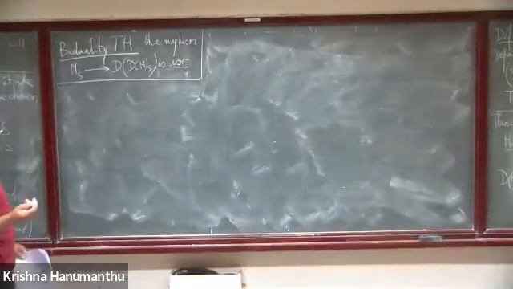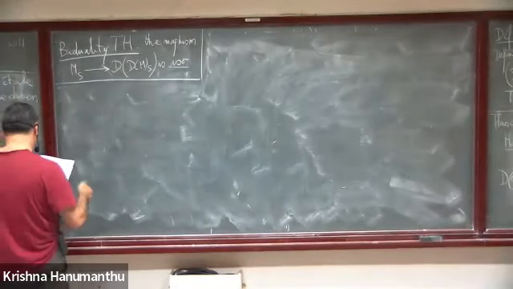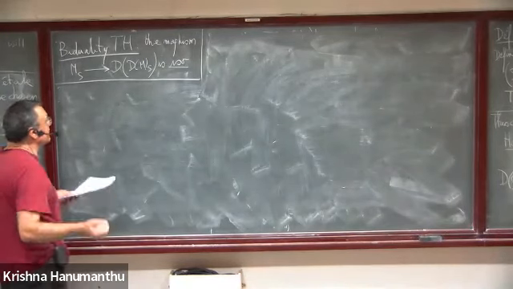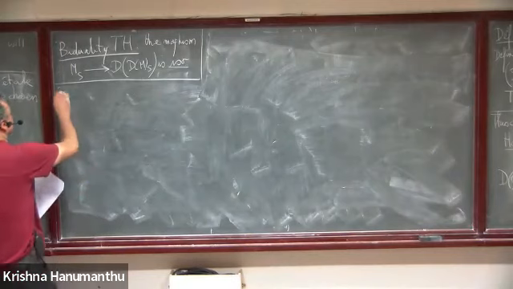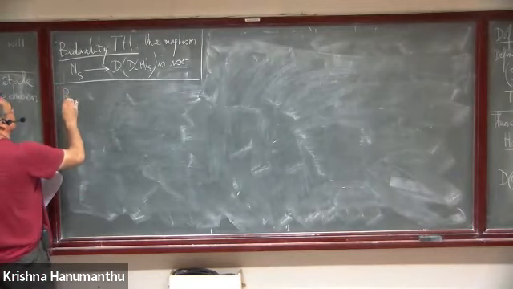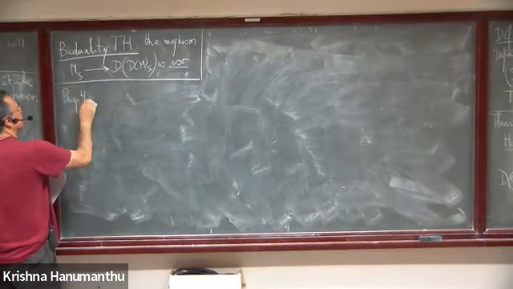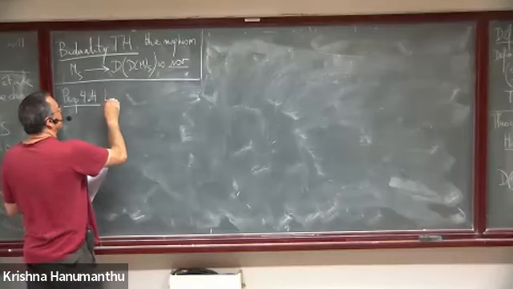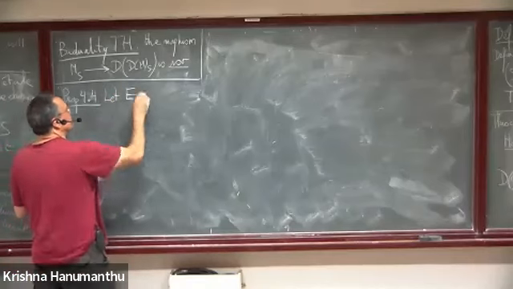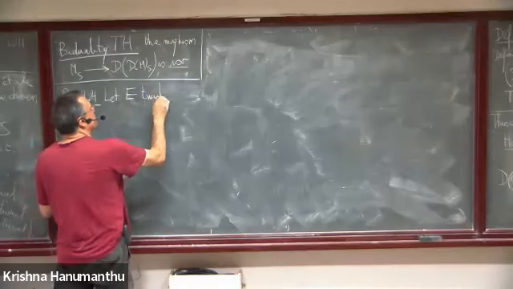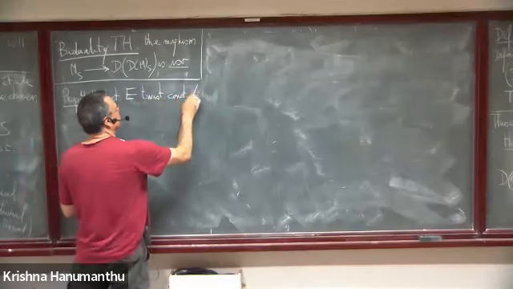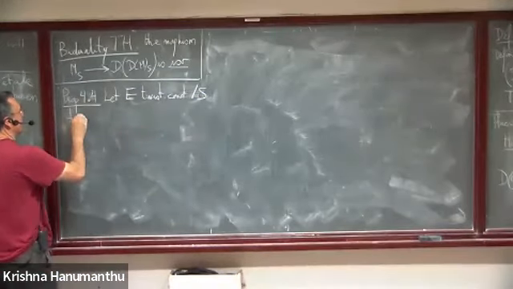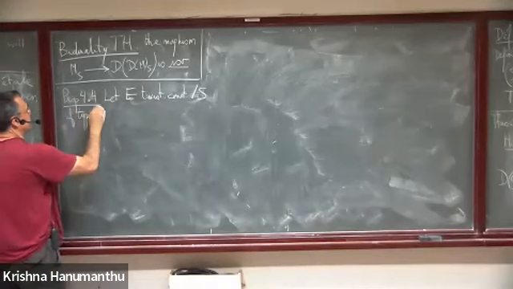So let me start. There are two propositions and one theorem. So let me write the first proposition. As you guess, there is a duality between, so let me write first a proposition, which in the notes is proposition 4.4. So let E be twisted constant over S of type M.